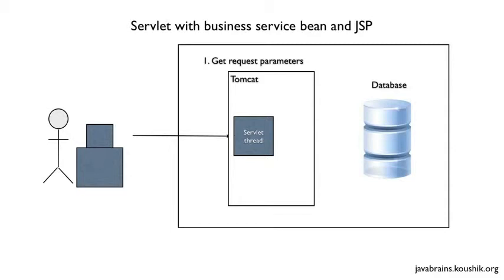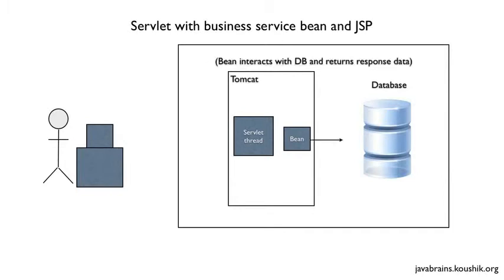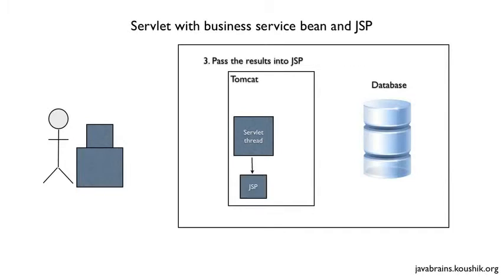Now what are the steps? The servlet gets the request parameters, passes the request parameters to a business service method. The business service method works with the database, does the processing, and then the results are passed to a JSP. A JSP takes care of handling the HTML formatting and all that stuff, and then the results are passed back to the user.